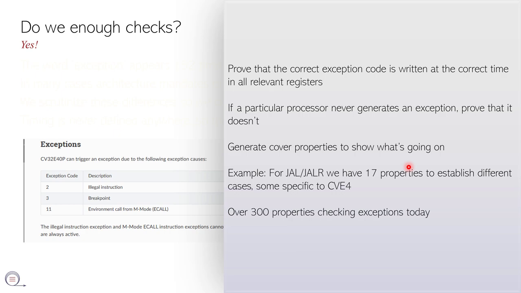So for example, in CVE-4, we proved that we can never generate such an exception. The processor can never generate such an exception. For jump and link instructions, for example, we have 17 properties to establish different cases, some specific to the CVE-4 processor. So overall, 300 properties today checking exceptions.